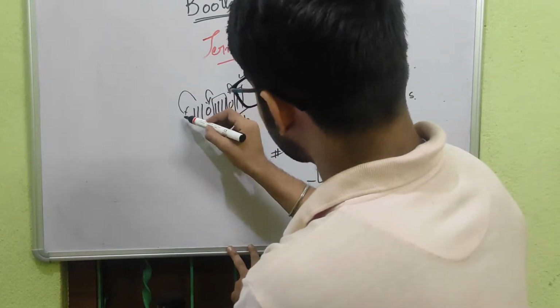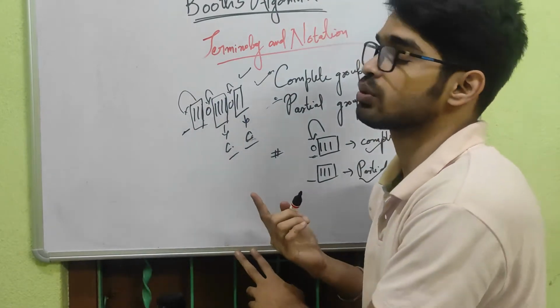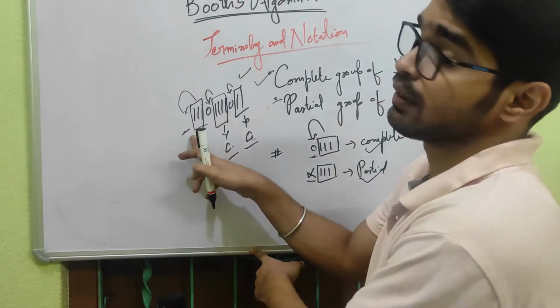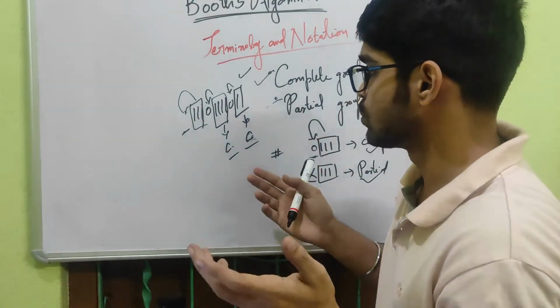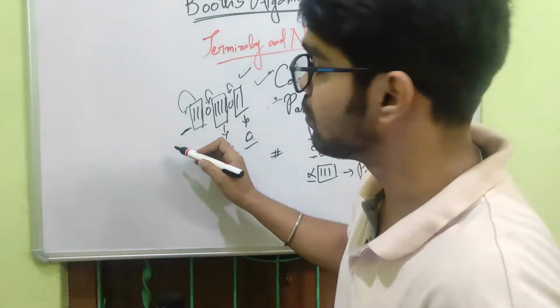And look at this case. We have a block of ones, but we do not have a 0 to its immediate left. As per the rules, if we do not have a 0 to its immediate left, it's a partial group. That's the best way to remember the partial and complete groups, because we usually get confused.